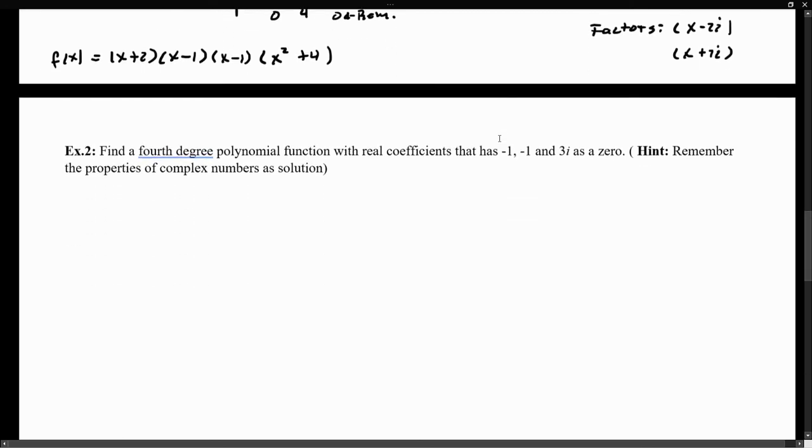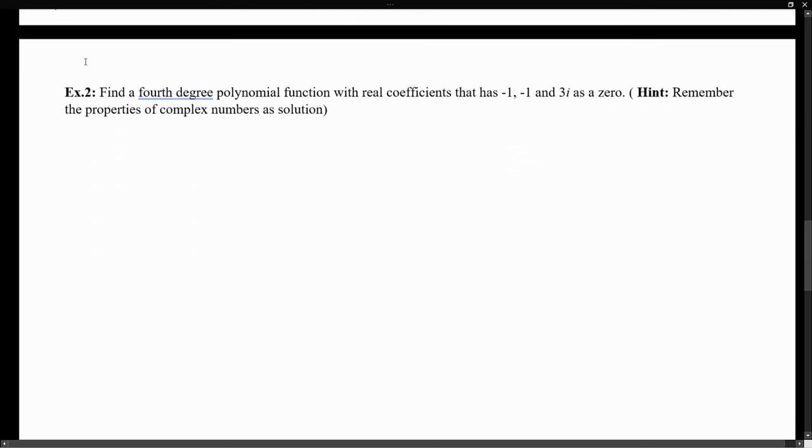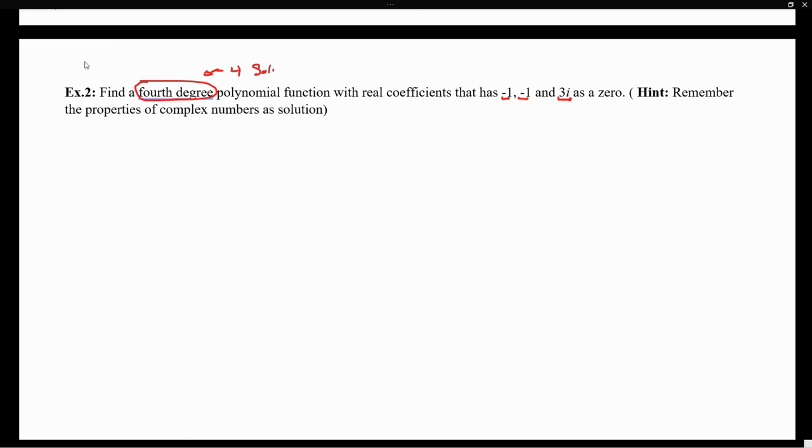So we got one more example that I would like to discuss with you, and that is, let's find a 4th degree polynomial that has real coefficients, and we know this about its solutions. We know that -1 is a solution, we know that -1 is a solution, and 3i is a solution. Well, notice that this polynomial is of the fourth degree. So therefore, we must have 4 solutions. But we already know 3. We know x plus 1 and x plus 1 are 2 solutions, but they're the same. But we can count them as 2 solutions. And 3i is another solution. So we got 3 solutions here.